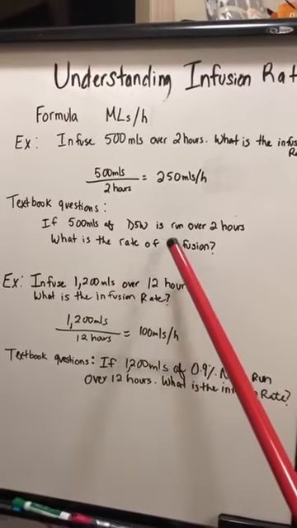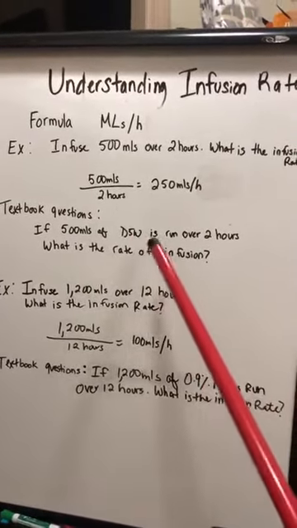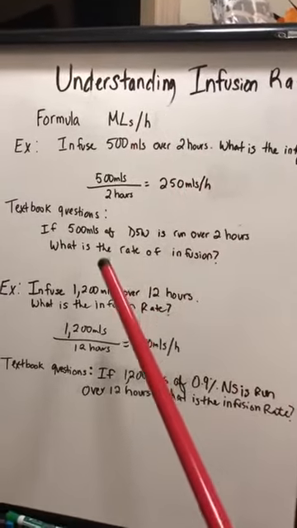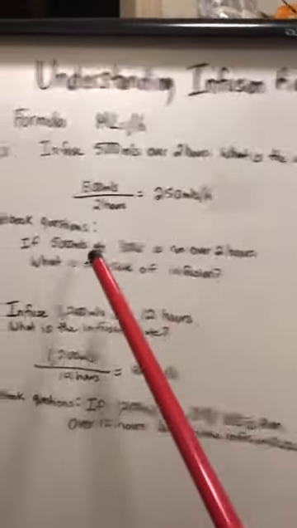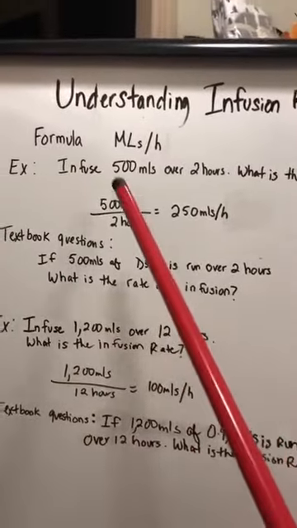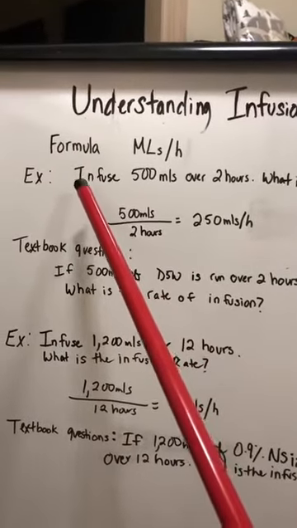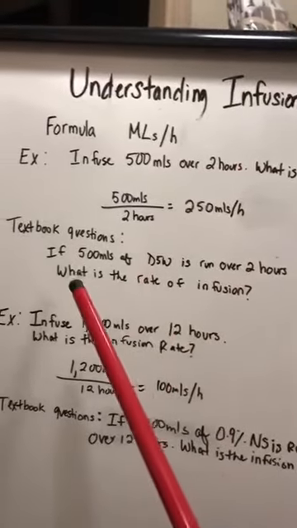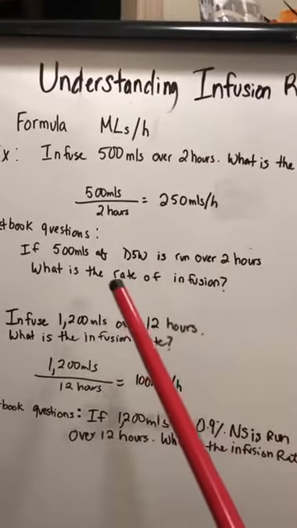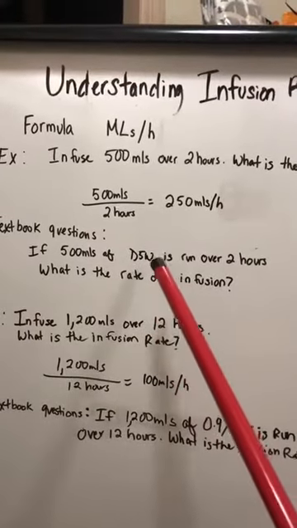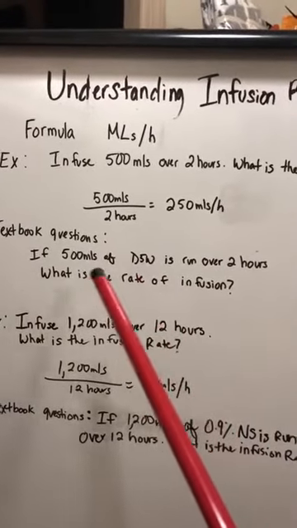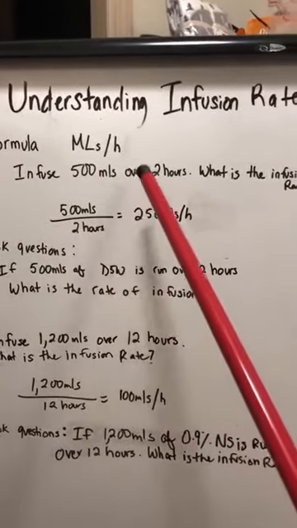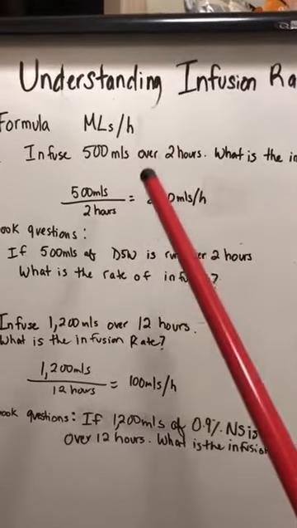You need to program yourself to be able to X out things that don't matter. The formula says mLs divided by hours. So what I want you to be able to decipher when you're reading a difficult question like this is to interpret it this way: infuse 500 mLs over 2 hours. That is what they're asking you. This is how the textbook or exam question is going to look, but when you read it, I don't want you to even see those other things. What I want you to see is this. Boom. Infuse 500 mLs over 2 hours. That's all you need to do to answer this question.